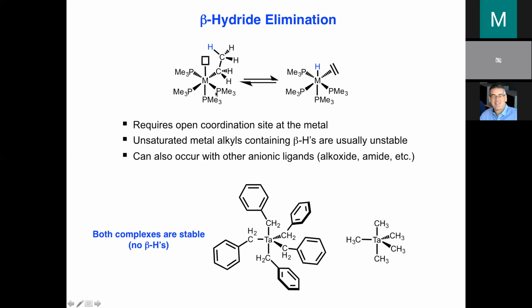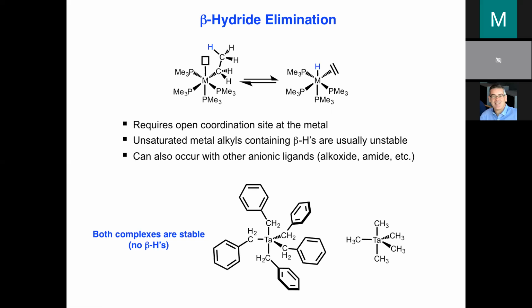The beta nomenclature is just saying that the hydride is bound to the carbon that is two atoms away from the metal. This would be termed the alpha carbon, and this would be termed the beta carbon. In hydrocarbon ligands, the beta carbon tends to be at a very convenient position where it's easy for that ligand to bend over and place one of its hydrogens right over that unsaturated intermediate. So if we have an unsaturated transition metal complex that has any beta hydrides on it, it's usually not going to stick around for very long.